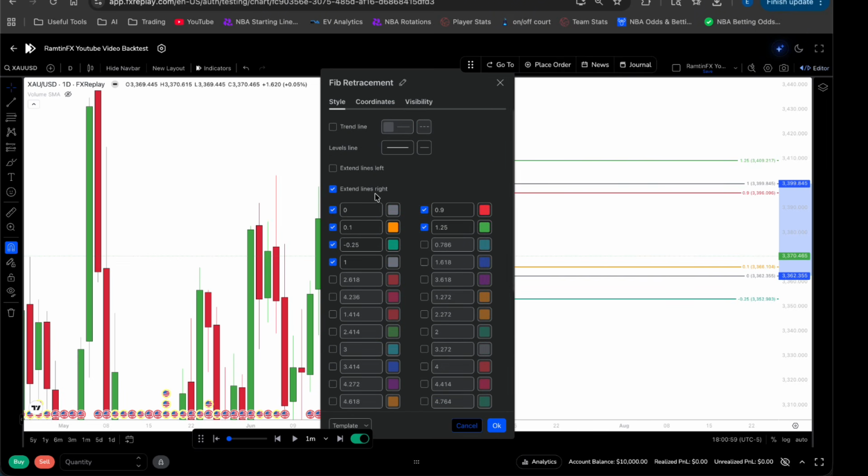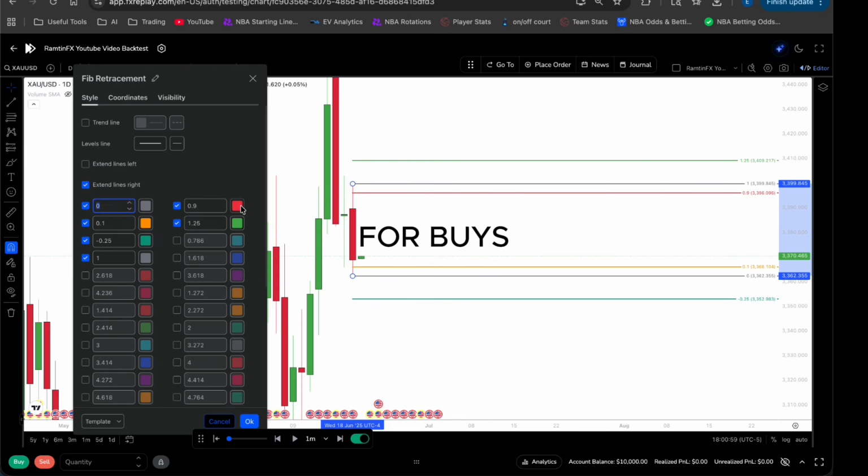And we're going to adjust these colors here. So the 0.9 is the stop level. The 1.25 is going to be the take profit, so it is going to be green, and you can see that our 0.9 level is red right here, red and green. So this is our stop loss. The gray is our entry.